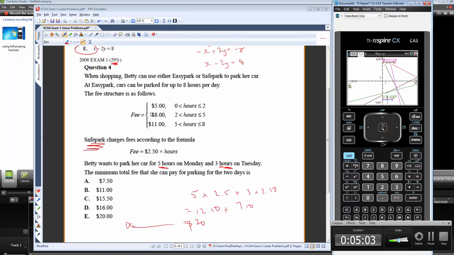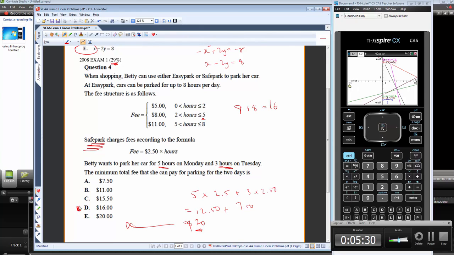Alright, we're back. So let's check out what happens at Easy Park. 5 hours would be this one here, up to 5 hours, which is $8. And 3 hours would also be in this part here, which is also $8. So 8 plus 8, $16 here. 16 is cheaper than 20, so seemingly we've got a winner.